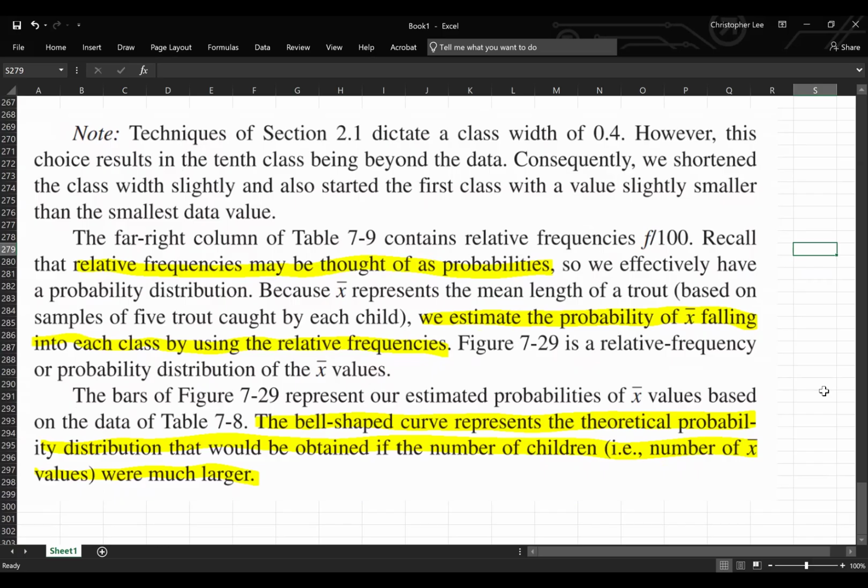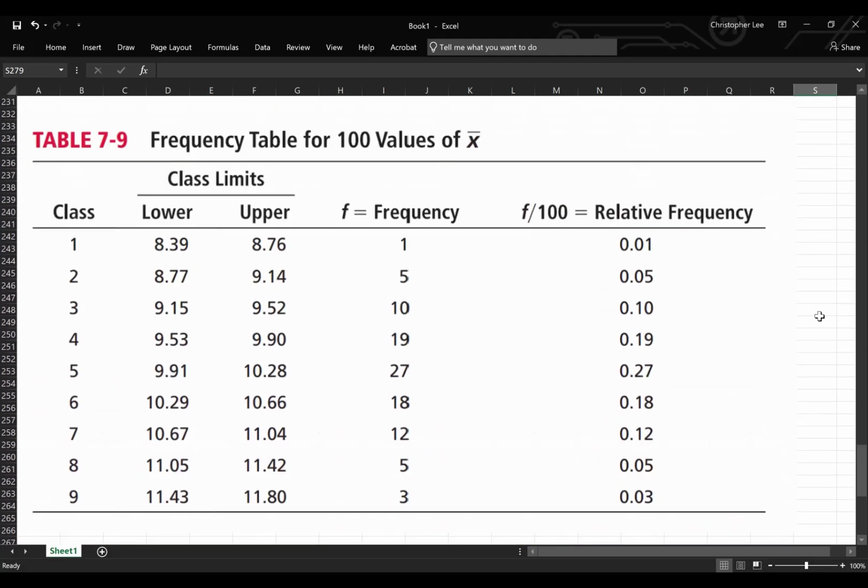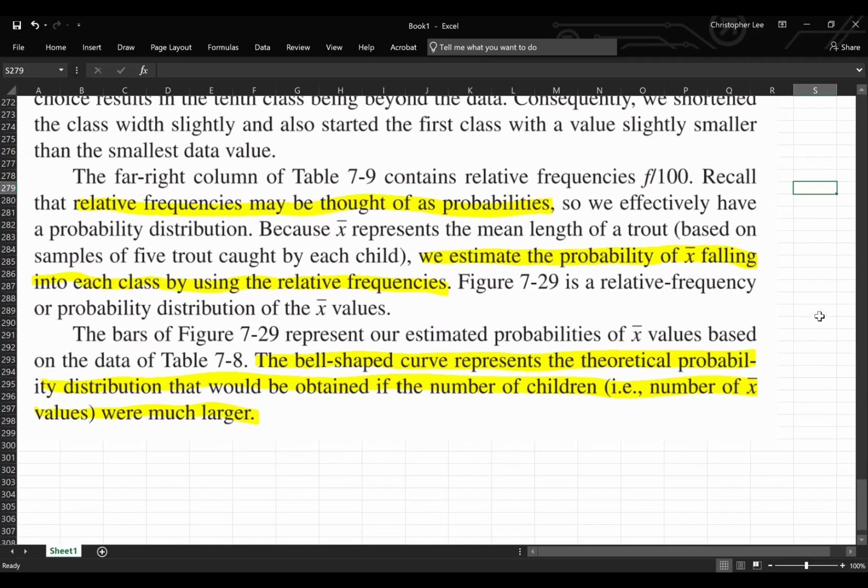Recall that the relative frequency may be thought of as probabilities, right? So we effectively have a probability distribution because X bar represents the mean length of a trout based on the samples of 5 trout caught by each child. So we estimate the probability of the sample mean X bar falling into each class by using the relative frequencies, right? So this figure, 7.9, oops, is a relative frequency or probability distribution of the X bar values.